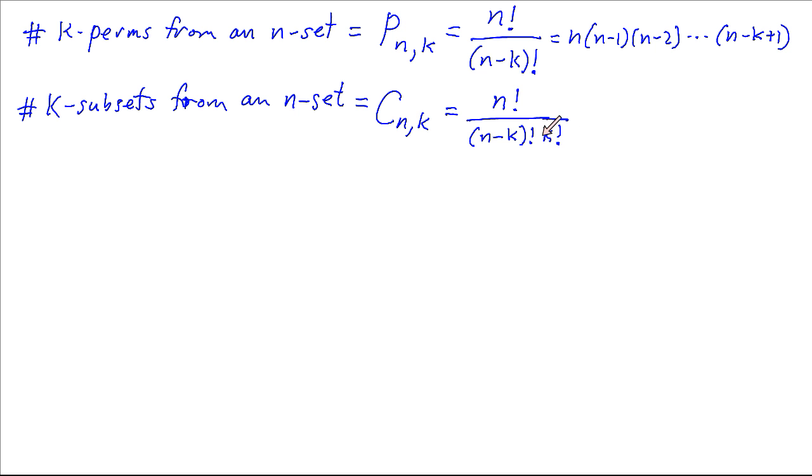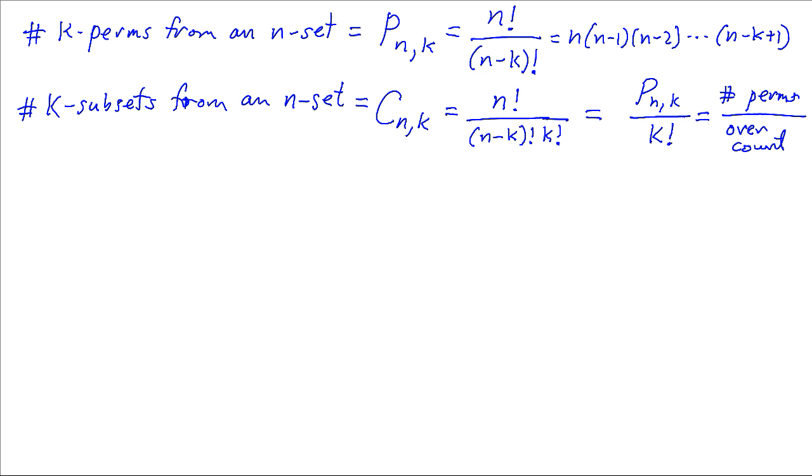And k factorial is in fact exactly equal to the number of rearrangements of each of these subsets. So this is P(n,k) divided by k factorial, which can be interpreted as the number of permutations divided by the overcounting factor. If we want to count subsets, we can first count permutations and then divide by the number of different ways of rearranging each subset.